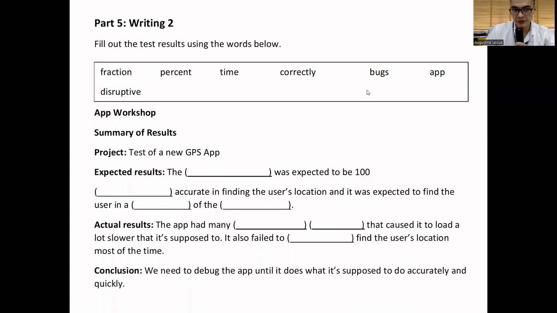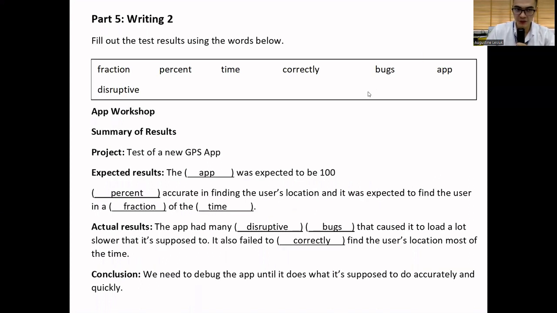Here are the answers. App workshop, summary of results. Project: test of a new GPS app. The expected results: the app was expected to be 100% accurate in finding the user's location, and it was expected to find the user in a fraction of the time.